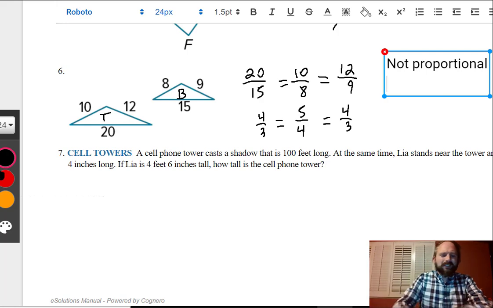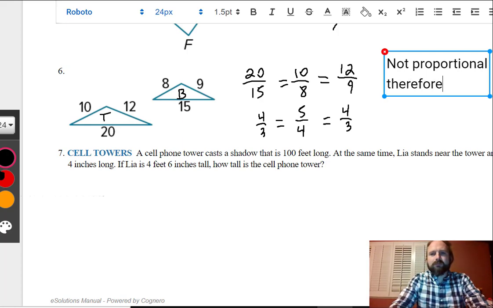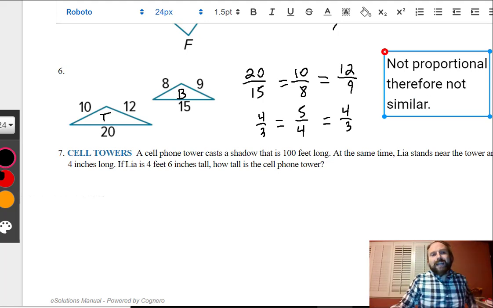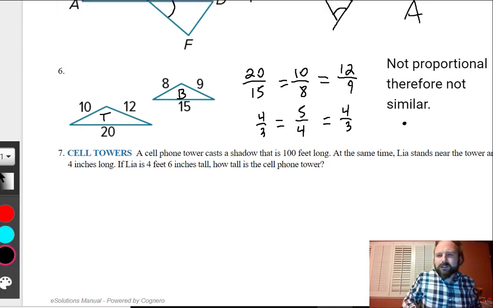So the sides are not proportional, therefore it's not similar. I always forget which symbol means therefore, it's either this one or the other one. I always get those a little confused. It's been a while. But symbols and proofs is cool.